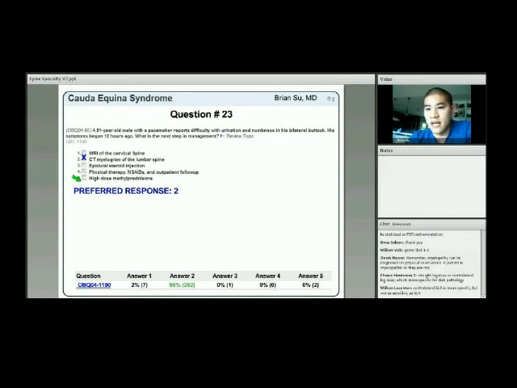Answer is CT myelogram, because they did mention difficulty with urination, so already you're thinking Cauda Equina syndrome, and 96% of you got it correct. Epidural steroid injection is never the answer.